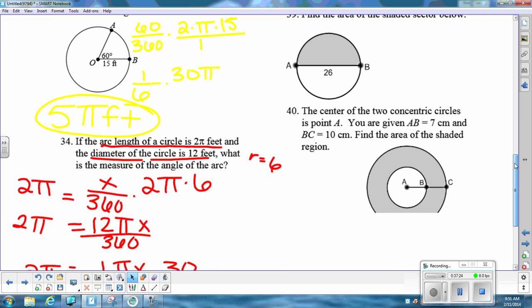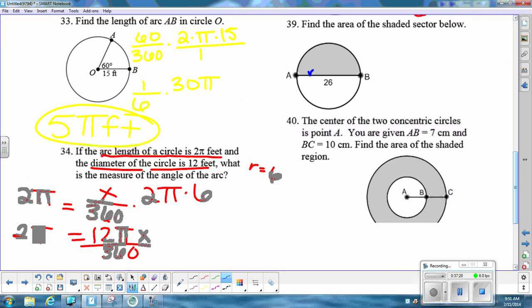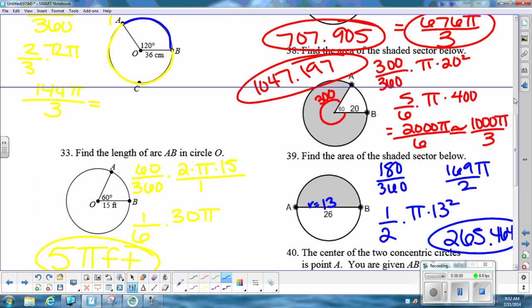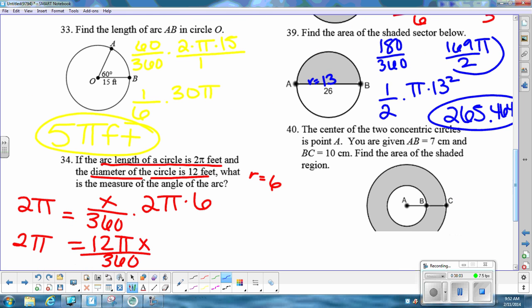Next one, we have the diameter, which means our radius is 13. And since it's half the circle, our central angle is 180. We can just automatically write that as 1/2 though, because we know it's half the circle, times pi times 13 squared. So we get 169 pi over 2, which would be 265.464. I would take either answer. If you were in Ms. Raggiani's class, I prefer with the pi.